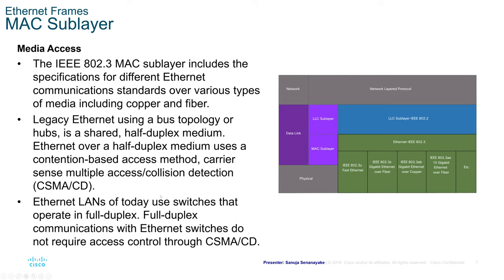access method. The Ethernet LANs of today use switches that operate in full duplex. Full duplex communications with Ethernet switches do not require access control through CSMA/CD. So that's an important concept that you should remember for your exams and quizzes. Legacy Ethernet still needs CSMA/CD, but modern day full duplex Ethernet switches do not require that.